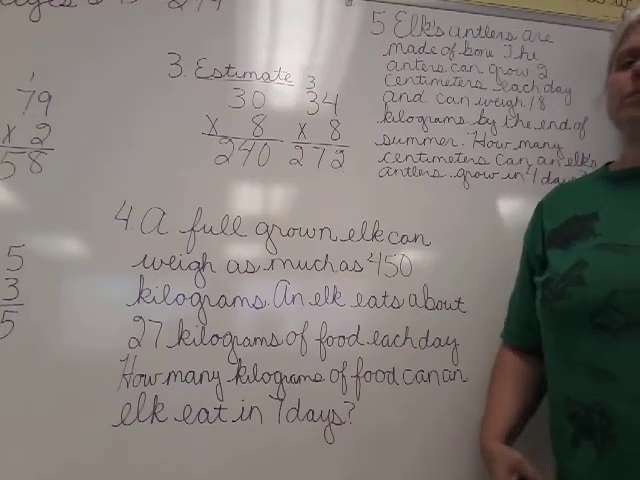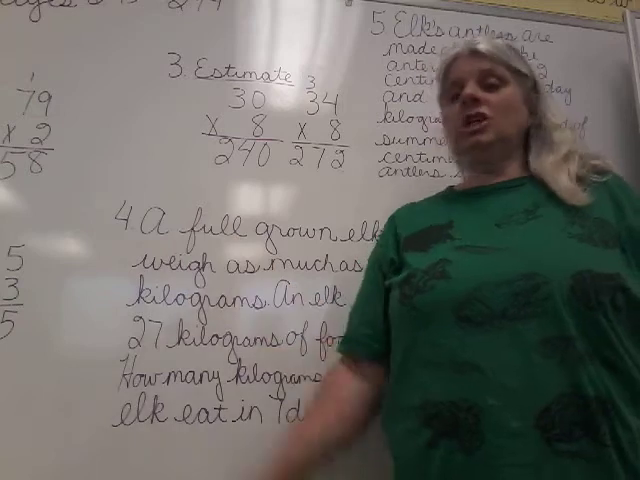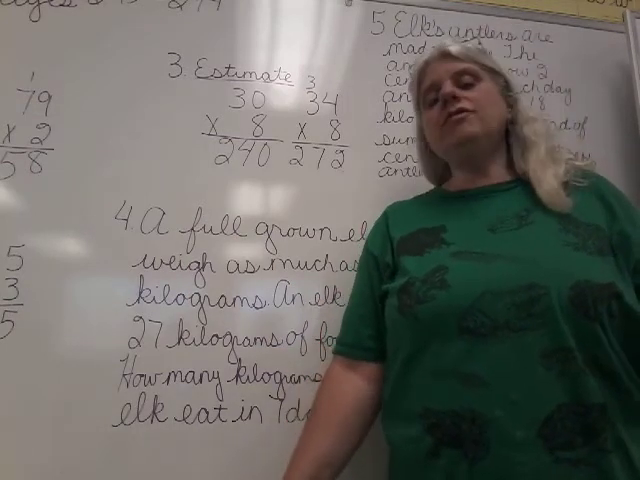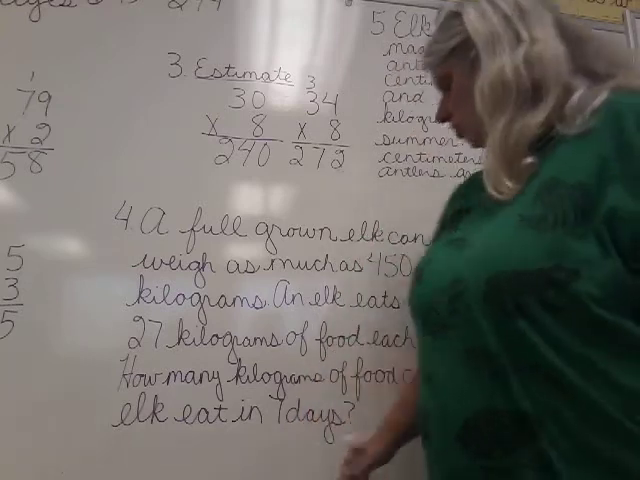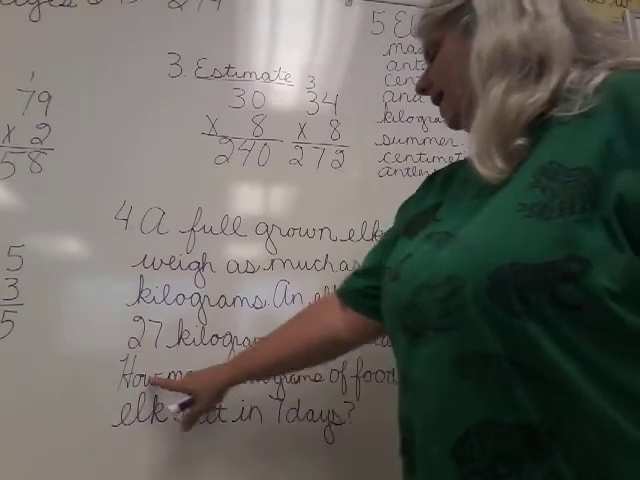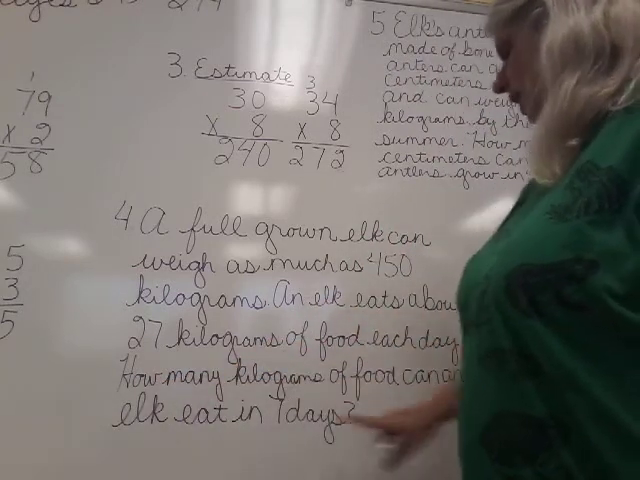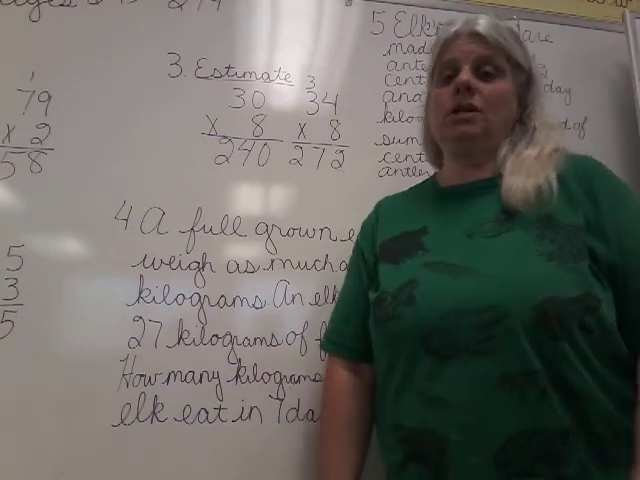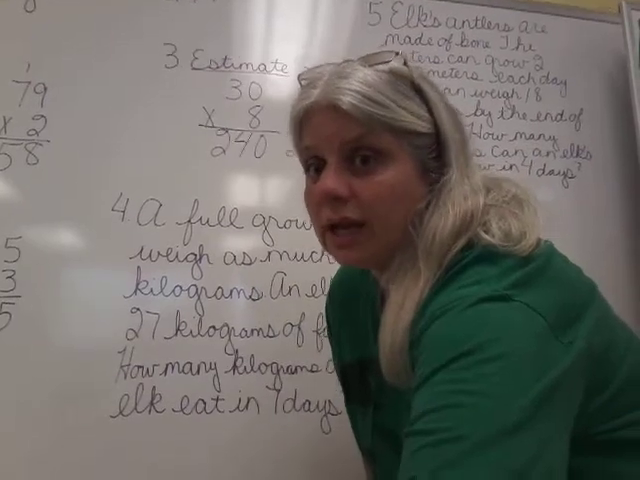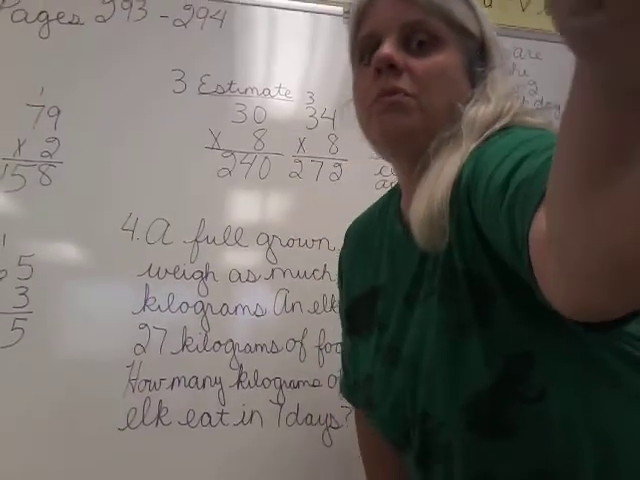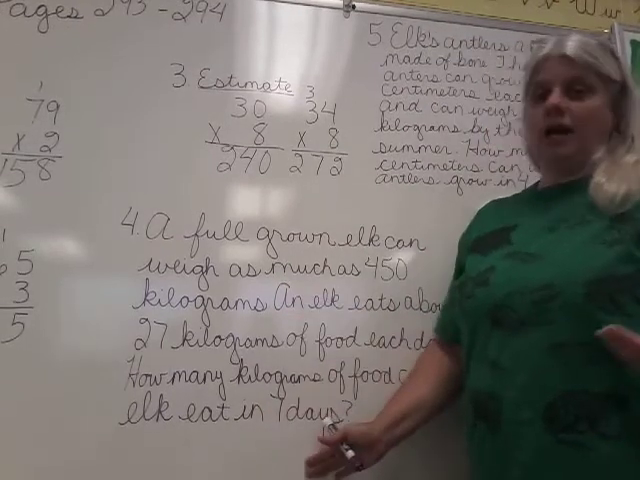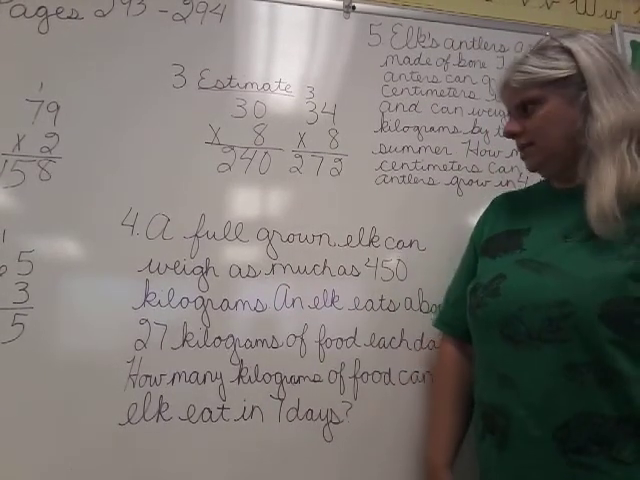Now, what they want us to do is look at our story problem and figure out information that does not need to be there. Information that does not help us answer the question, which is how many kilograms of food can an elk eat in 7 days? So that is our question, and that's what we're supposed to be answering. So in this story problem, there is information here that doesn't help us answer that. Can you tell what it is?